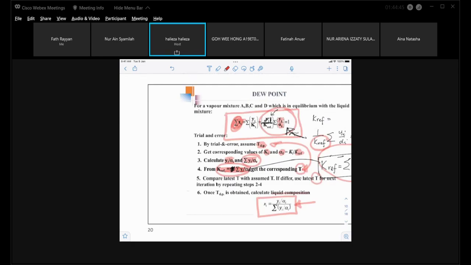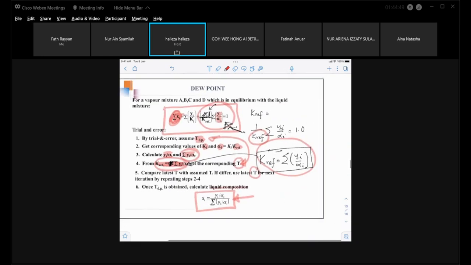The point is that you must satisfy this equation in order to get the K reference. If you get the K reference, then you get the corresponding temperature. If the temperature that you assume and the temperature that you calculated from this equation are the same, then that is the correct temperature. Or if the K value is the same, then that's the correct temperature. So it's either way. You can look at the temperature or you can look at the K value.